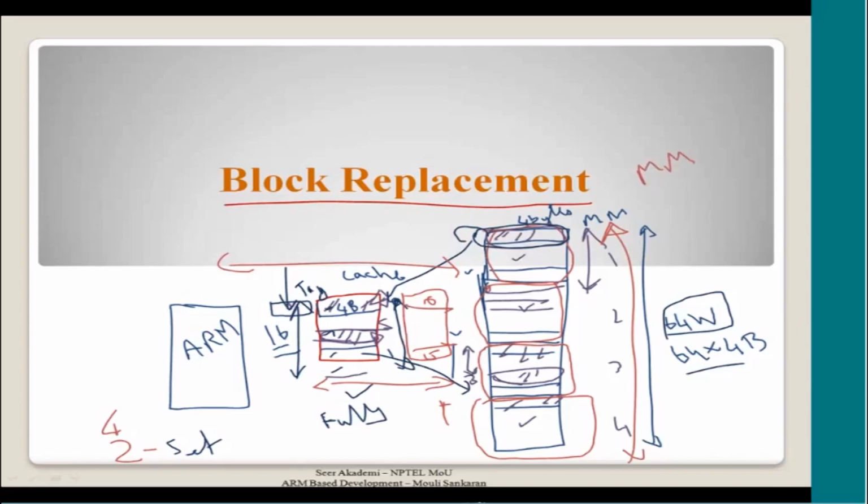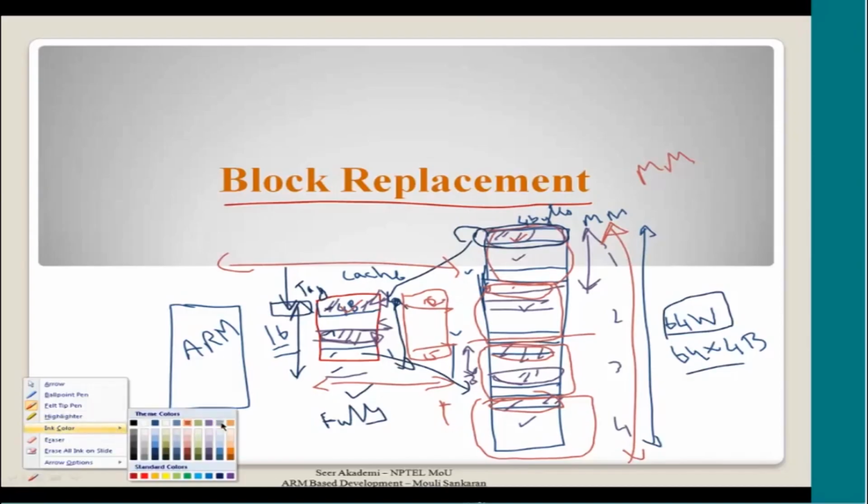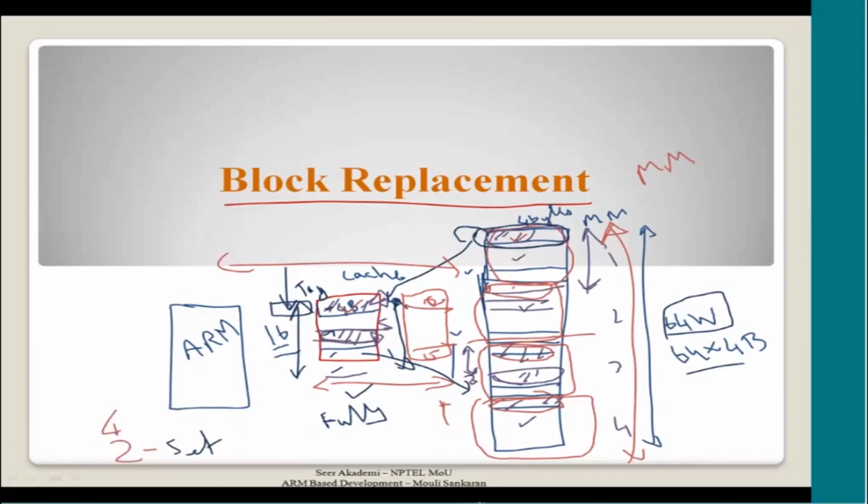So if it is 2-way set associative, we have half the size of the main memory here in the cache. So in this case, what happens? Suppose you are talking about the first block, any one of these can be in one of these 2 locations. Okay, so suppose we are trying to get this block, but this block and this block are occupying the first locations of the cache.